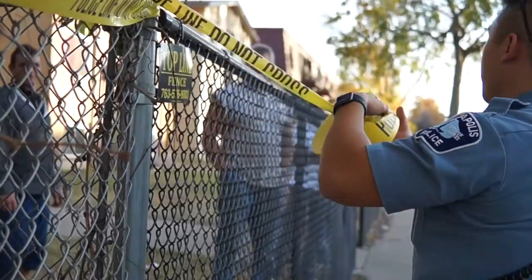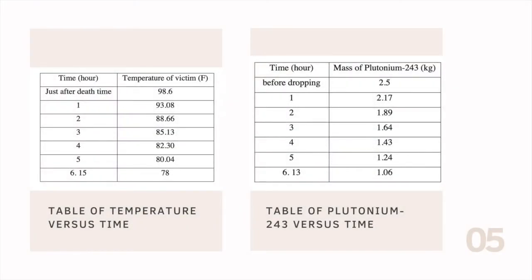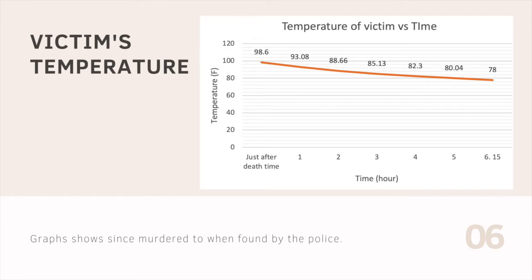The question is, why do I think that both of these are related? So I made a table of temperature versus time. You can see here that right at the death time, the temperature of the victim is 98.6 Fahrenheit, and after 1 hour, it dropped drastically. And next, I made the table of Plutonium-243 versus time. Just before dropping, it was 2.5 kilograms, and after a few hours, it kept dropping until we found it was 1.06. Hence, I made the graph of the victim's temperature.